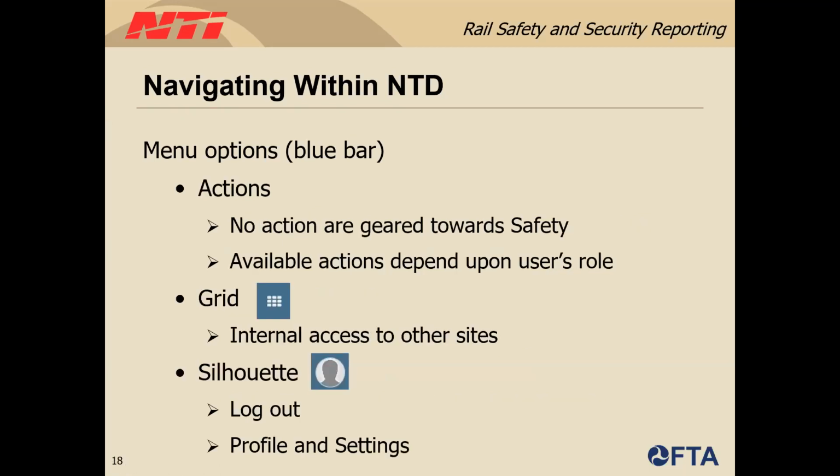Under the action menu item, there are no actions related to safety data reporting, but you may see actions depending upon your user role. The grid in the upper corner provides internal access to other sites such as other FTA organizations, the user management module, the SSOR for state safety oversight data, and so on. The silhouette is where you log out and you can access your Appian profile and system settings.